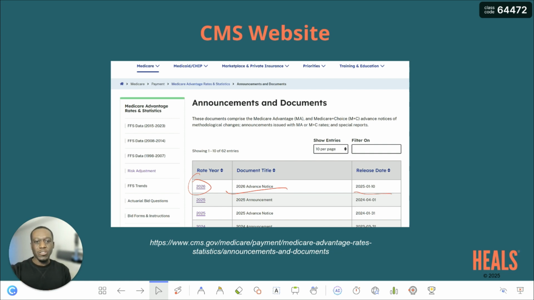If you go to the CMS website, you will see all the previously published advance notices and rate announcements, to better understand the payment policies, the HCCs that will be used for payments, the risk adjustment model that will be used for payments, and star ratings. There is so much information in the advance notice. If you have not seen one before, I recommend that you check it out. You can go to the website, download one and review it.